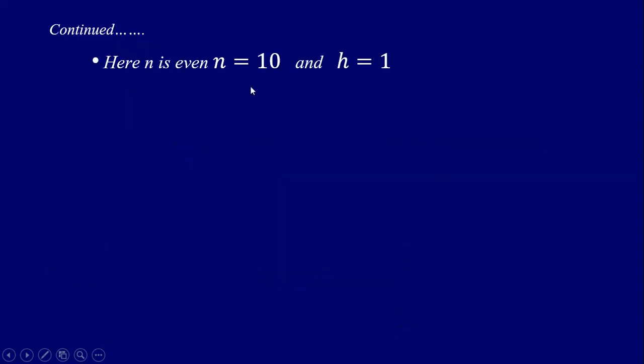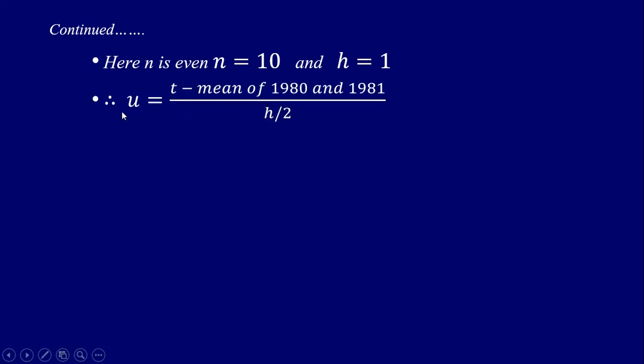Now we use these values. Here n is even, n is equal to 10, and h is equal to 1. Now we transform from variable t to variable u. We introduce this new variable u. u is equal to t minus the mean of two middle t values, divided by h by 2. The middle t values are 1980 and 1981, so we calculate the mean by adding these two and dividing by 2: 1980 plus 1981 divided by 2, we get 1980.5.